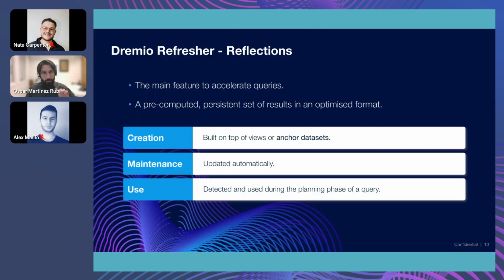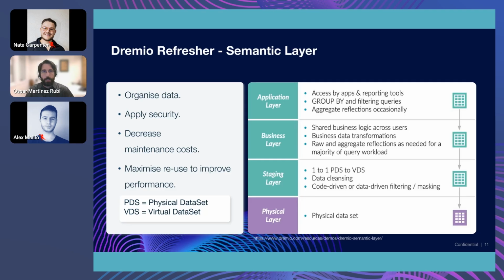So now, before I give it to Alex, just a little refresher on reflection. Reflections in Dremio, I'm sure most of you know it. It's the main feature to accelerate queries. It's something that you build on top of datasets. The dataset can be a view of the data, or can be an anchor dataset. You can program Dremio to update them automatically. And Dremio also suggests creation of certain reflections when certain queries are run.